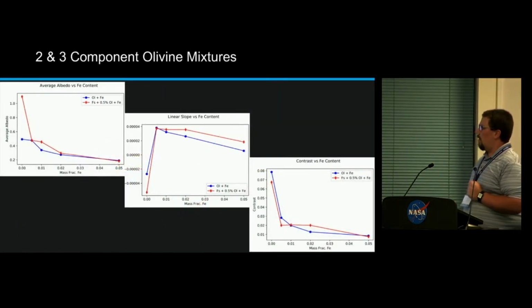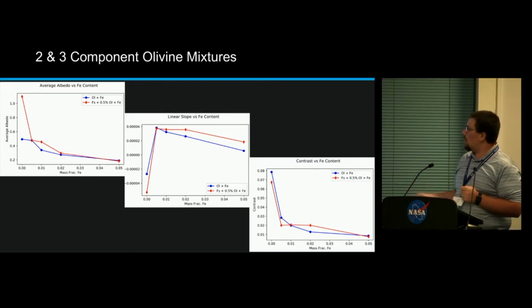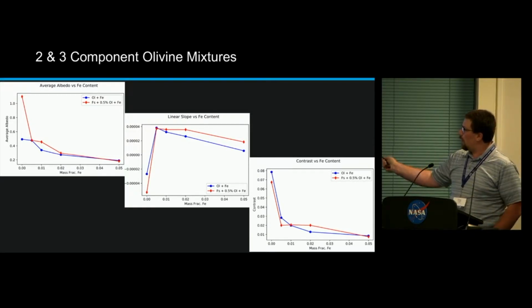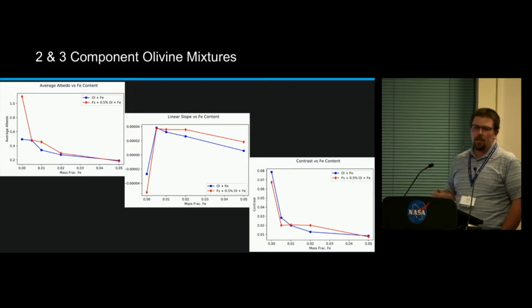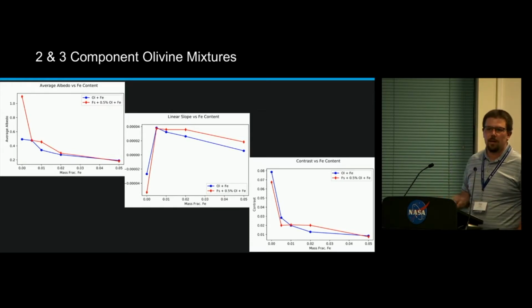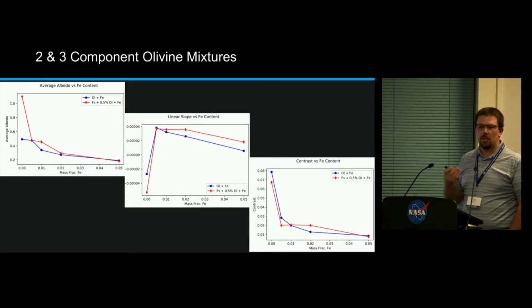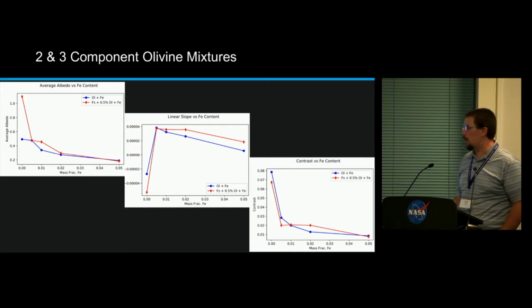Looking at what we get out of that with one of the 2-component mixtures and one of the 3-component mixtures, we see fairly consistent results. You get this very typical darkening regime in the upper left here, where it looks a lot like an increase in the absorption constant. It's a logarithmic decrease in reflectance.